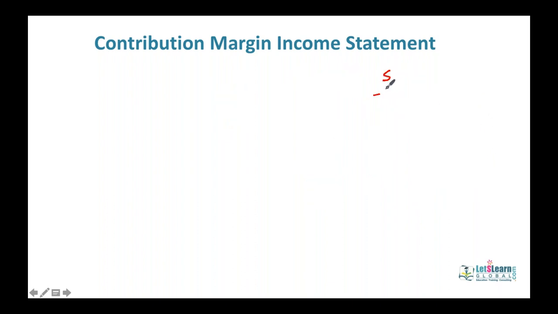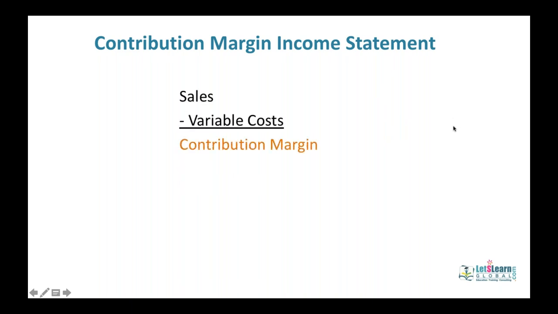S minus V. First of all, the C should cover your fixed cost to get some profit. So the higher the contribution here, the higher the profit, because fixed costs remain constant. So companies always try to maximize their contribution. Sales minus variable cost gives us contribution. Contribution minus fixed costs gives us operating income. So try to have more contribution to get more profits.